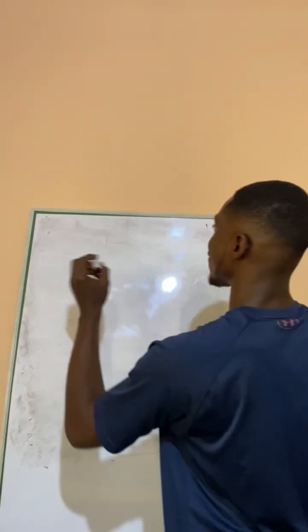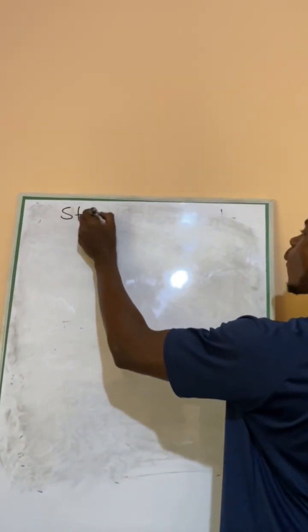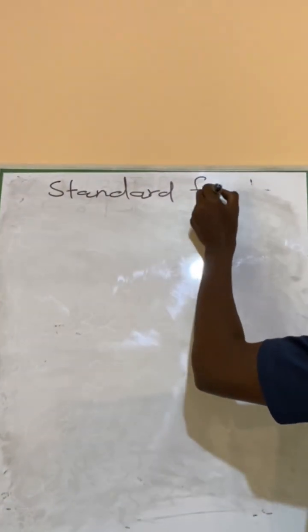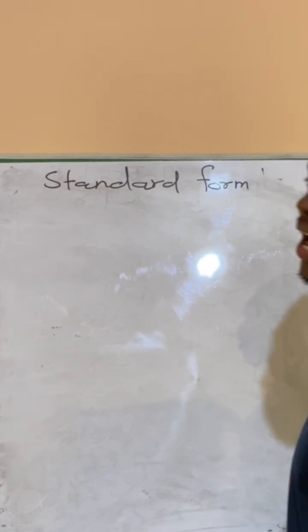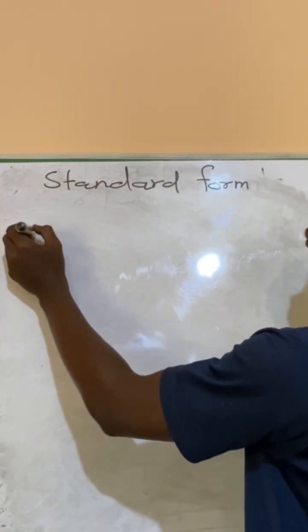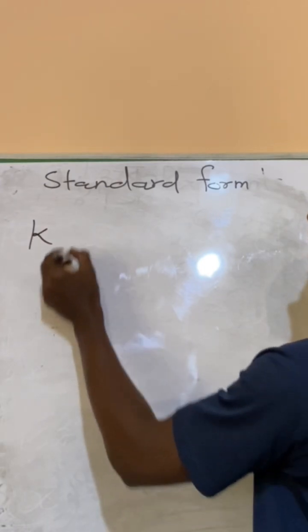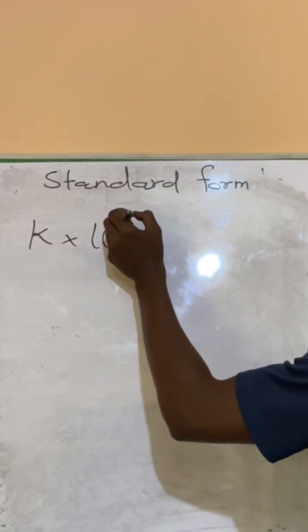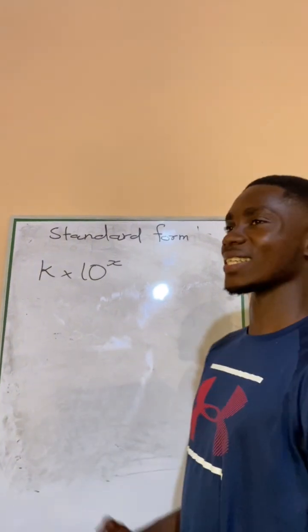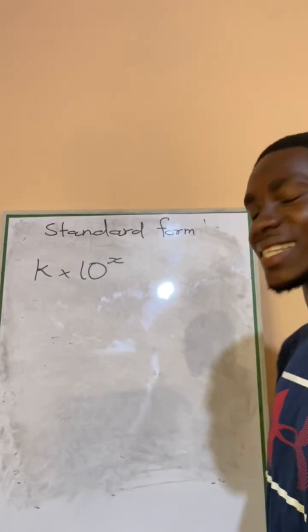Before we start with logarithm, let's have an idea on what we call the standard form. Whenever we say represent a number in standard form, then what we are saying is we want the expression in k times 10 raised to the power x. Before anything, we should know that this k over here should be a single digit.